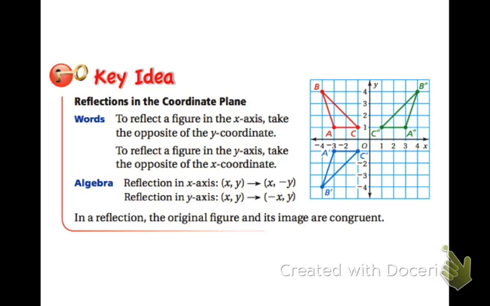Reflections in the coordinate plane. To reflect a figure in the x-axis, take the opposite of the y-coordinate. To reflect a figure in the y-axis, take the opposite of the x-coordinate. So I want you to take a minute right now and copy this into your notes and try to think about the notations. So here's your definition of what a reflection looks like mathematically. Okay? And to take the opposite of a coordinate is simply to multiply it by a -1.